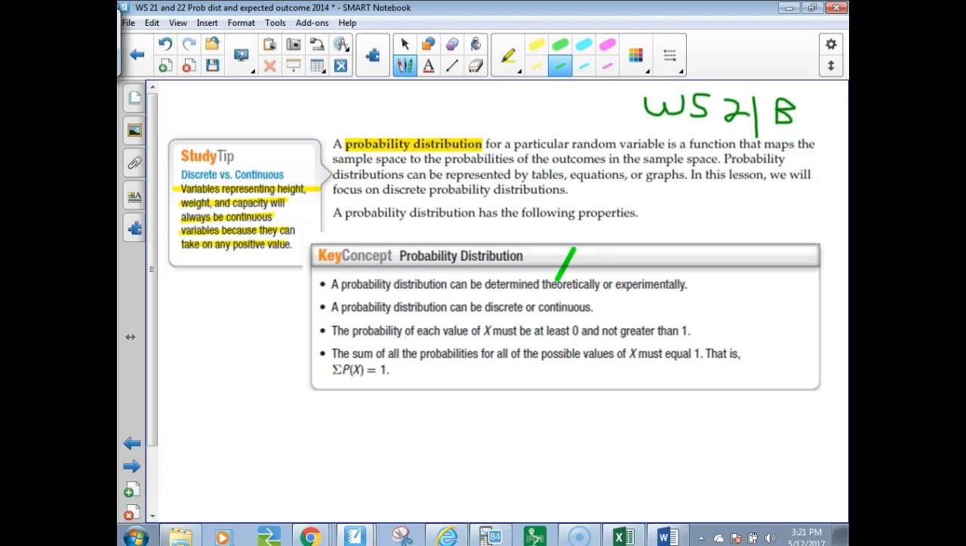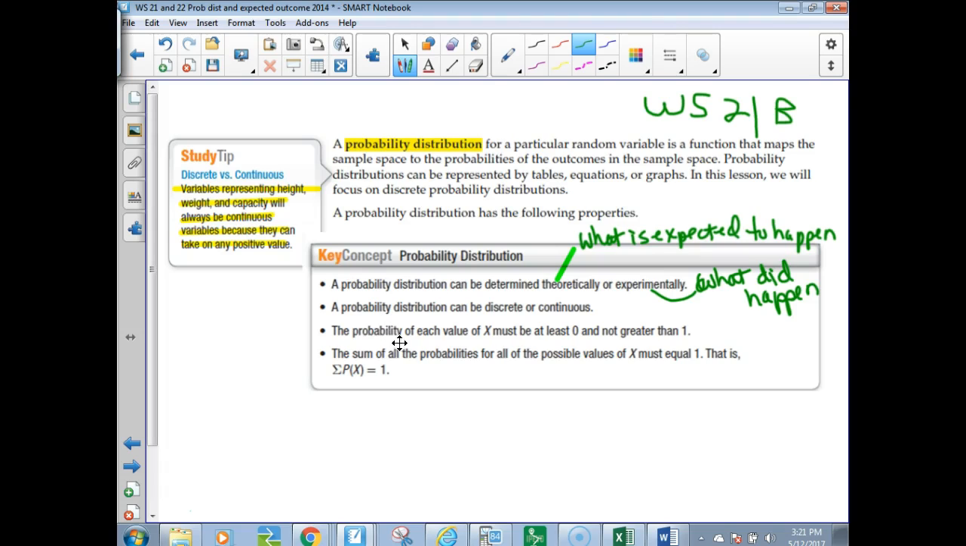You remember the difference? Theoretically is what you expect to happen, and experimentally is when you actually do an experiment, or what did happen. So the probability distribution can be discrete or continuous. The probability of each value of x must be at least 0 and not greater than 1. Okay, so the range of probabilities is between 0 and 1.